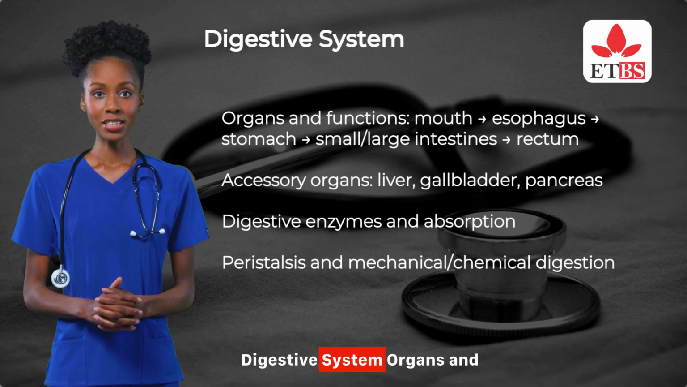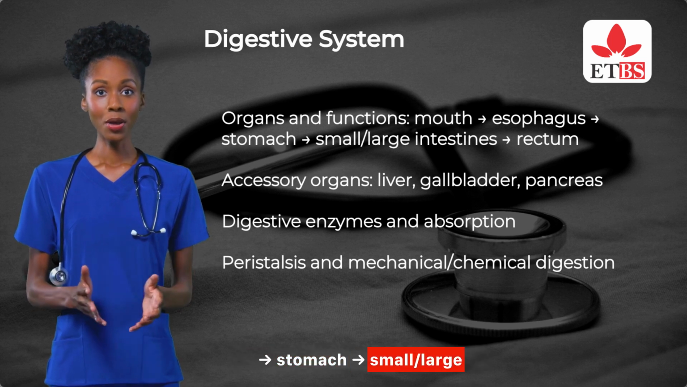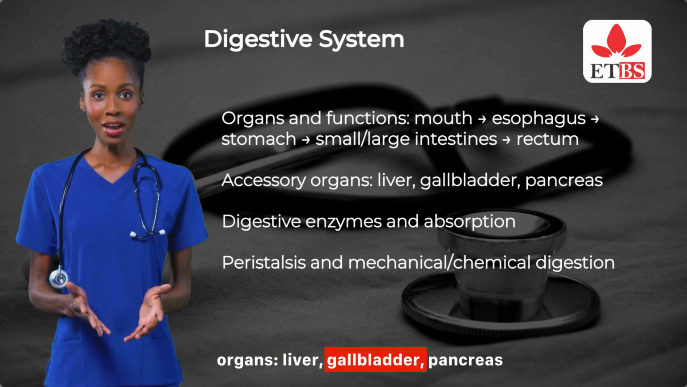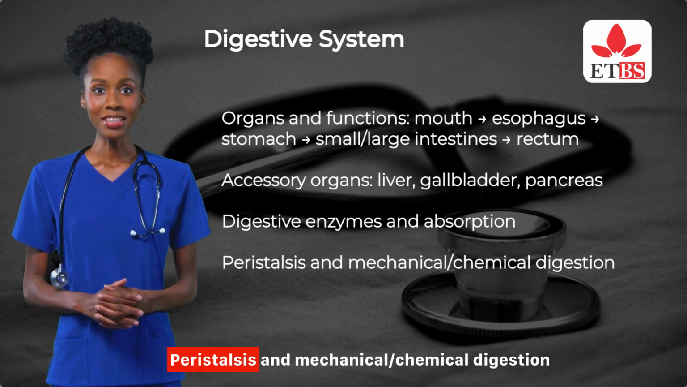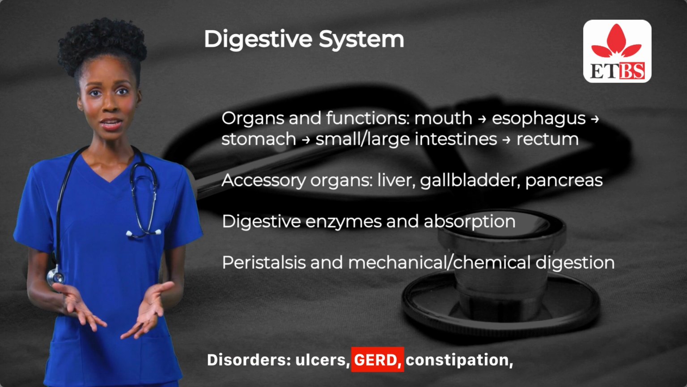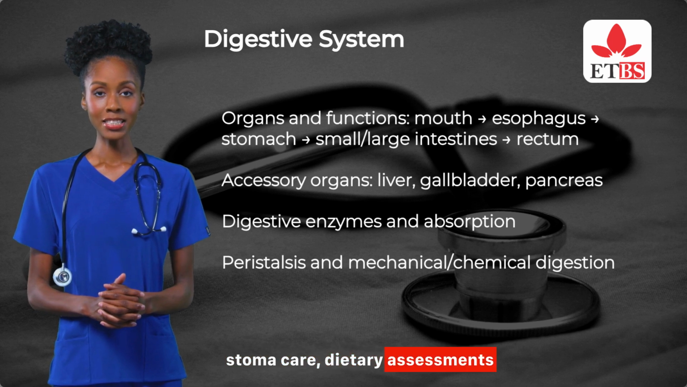8. Digestive system: organs and functions: mouth, esophagus, stomach, small and large intestines, rectum. Accessory organs: liver, gallbladder, pancreas. Digestive enzymes and absorption, peristalsis, mechanical and chemical digestion. Disorders: ulcers, GERD, constipation, malabsorption. Nursing: NG tubes, stomach care, dietary assessments.